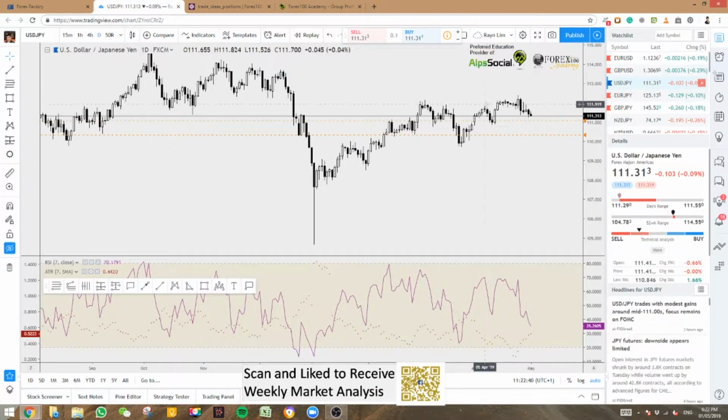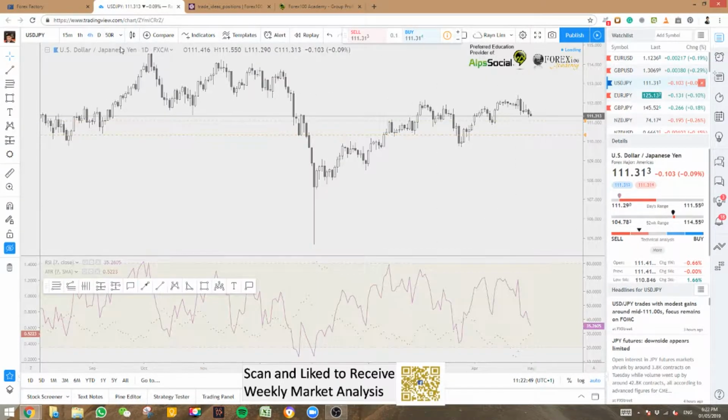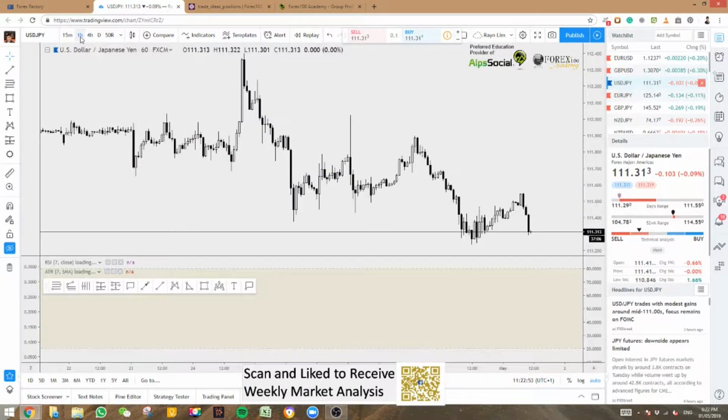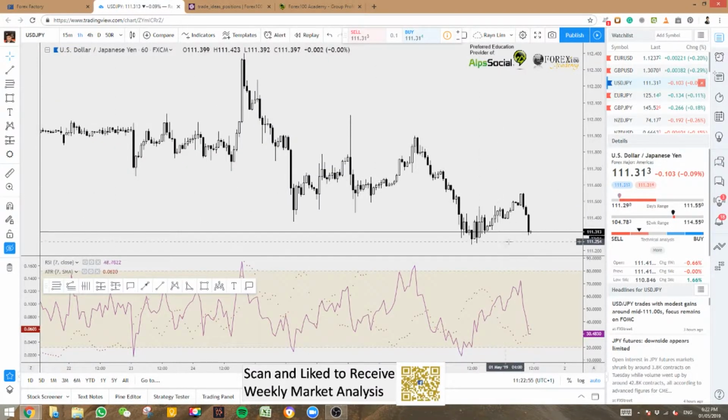Dollar yen on the daily chart, we can see that market has the first high, then it did not break and close above the high price over here. Then it went into consolidation. Head down to 4-hour chart. This is what we have. 1 hour. Alright, a retest of the support.